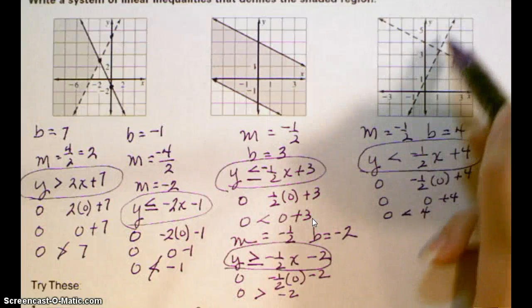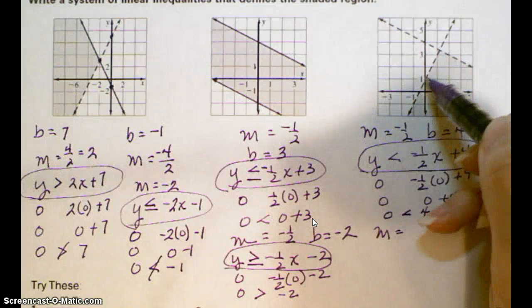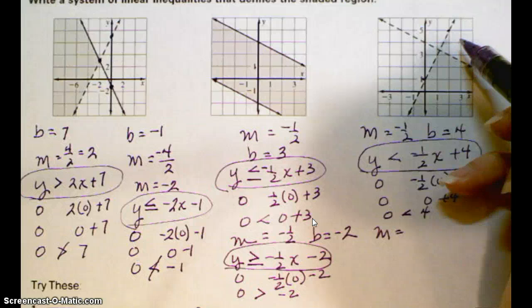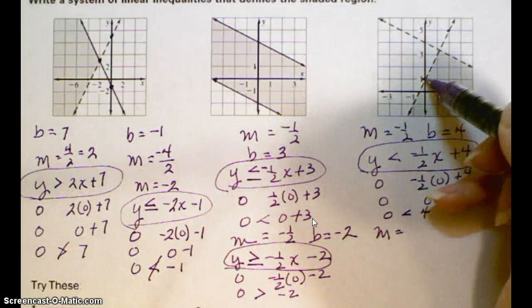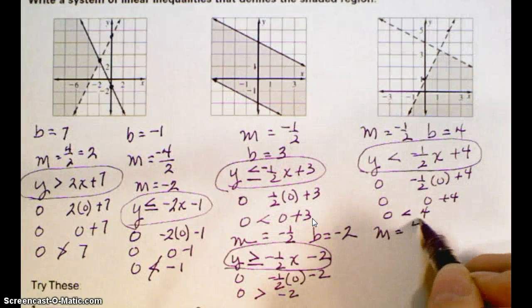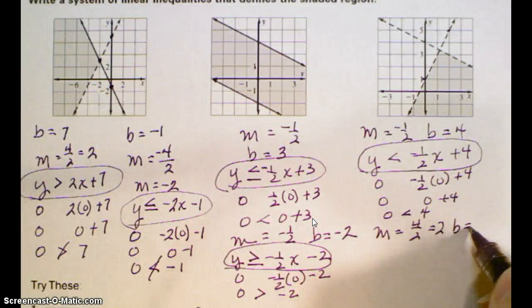Okay, let's look at this last one right here. Look at the slope. My slope goes from here. I can use that point, and this looks like a distinct point. So it looks like it's rising 1, 2, 3, 4, and running 2. So 4 over 2 is 2. And the y-intercept is 1.